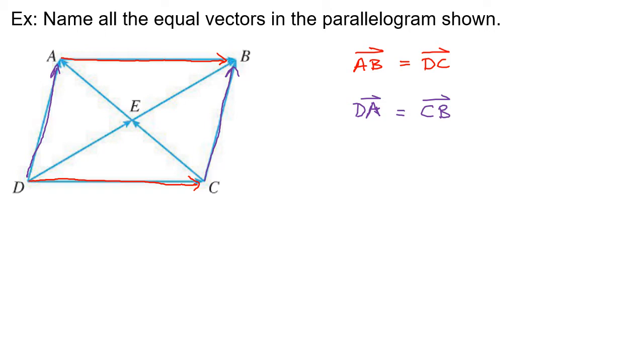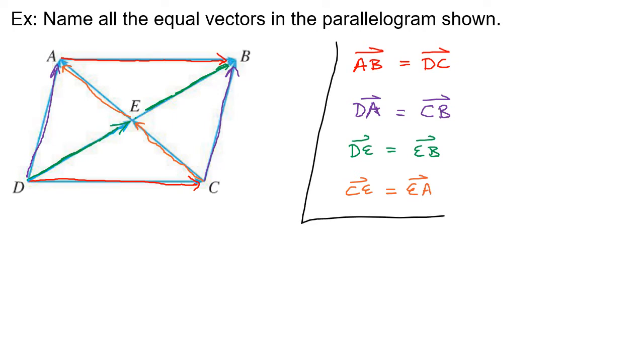We have two other sets. We have the ones going along the diagonal. Oh, I probably should have picked a different color than the exact color that the parallelogram was. So you have this vector going from D to E and the vector from E to B. So D to E is the same as E to B. And then going the other direction, there's one going from C up to E, and also one that goes from E up to A. And so all of those are equal vectors with each other. There's several of them that are equal.